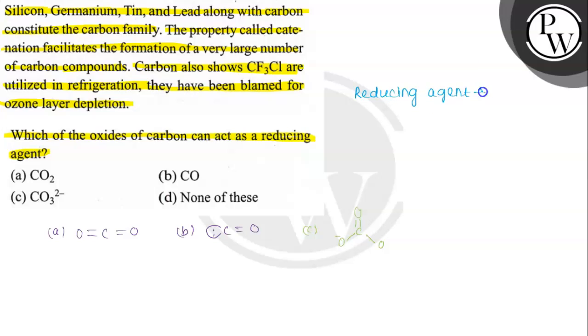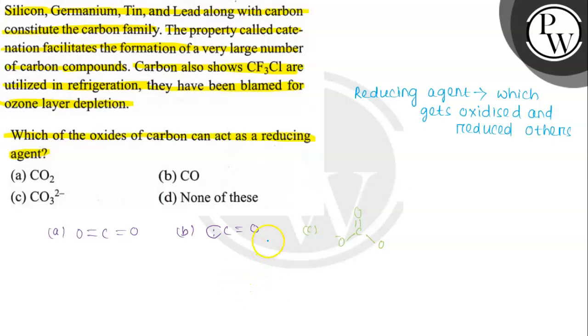So the reducing agent is the chemical species which gets oxidized and reduces others. The reducing agent gets oxidized but reduces the other chemical species. So that is a reducing agent.